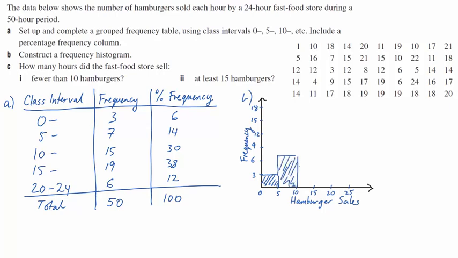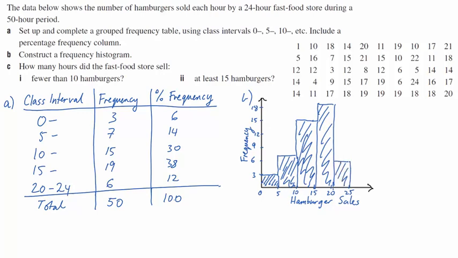From 10 to 15, we know that there's a frequency of 15 in there, so we have a height of 15. Notice we're not putting any spaces between our rectangular columns. That's typical for a histogram that we wouldn't put spaces in. Next one is 19, and the last one is 6. You could probably find you'll draw a better histogram using some technology like a computer or perhaps even a ruler.